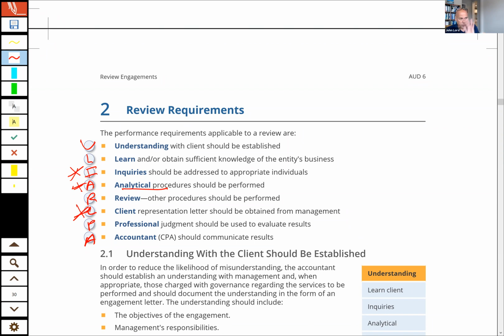So let's talk for one second about the client representation letter. We don't have to get it in a preparation. We don't have to get it in a compilation. We do have to get the management representation letter in a review, and we've already learned we need it in an audit. What we're going to see is that the contents of the management representation letter in a review are very similar to what we saw already for an audit. So it's not like we have to learn a bunch of new things that would go into a review management representation letter. We just have to realize that we do have to provide it. We're going to flashcard that here in a second.